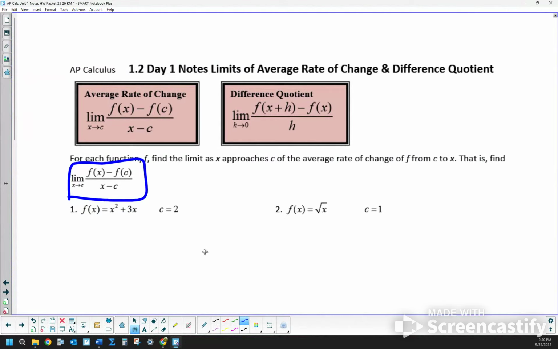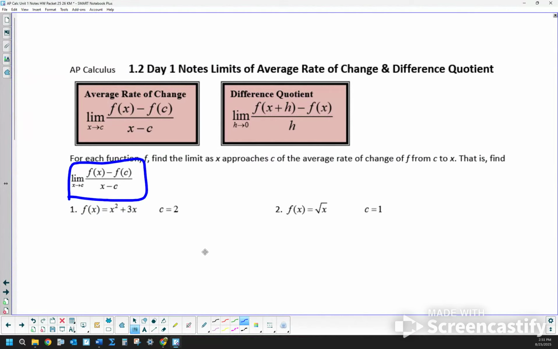Okay, hi guys. We're going to be looking at 1.2 day 1 notes today, where we're going to be doing the average rate of change and the difference quotient. So the first one we're doing is the average rate of change, which is the limit as x approaches c of f of x minus f of c all over x minus c.